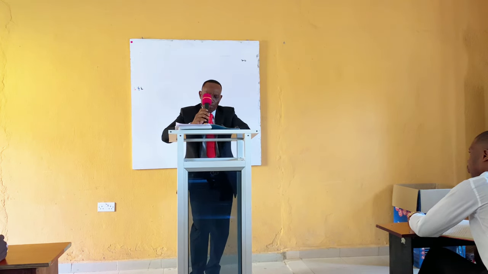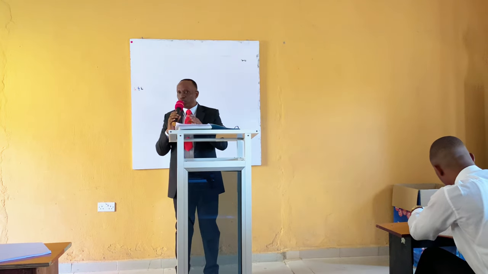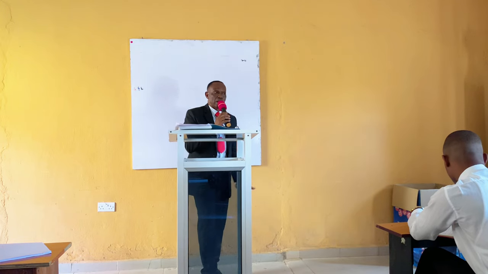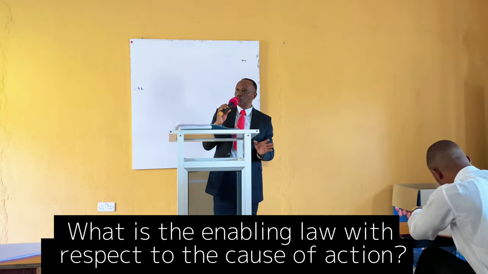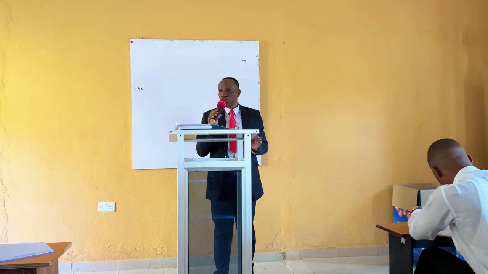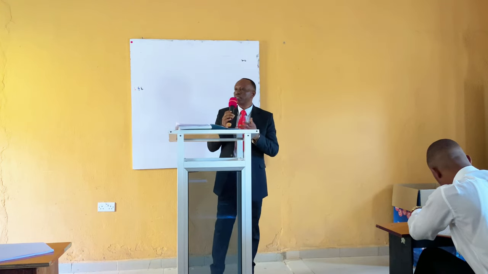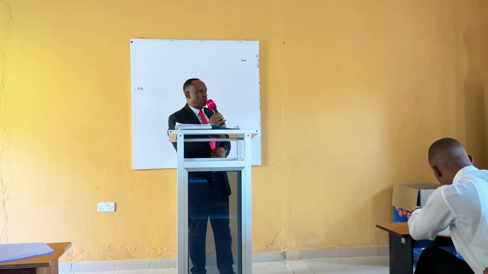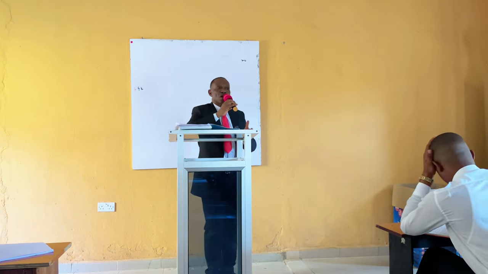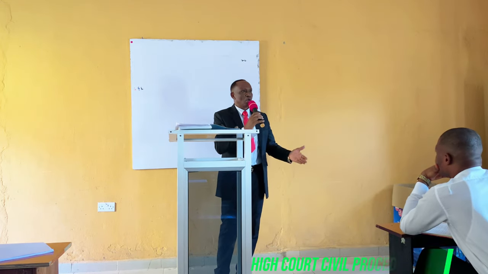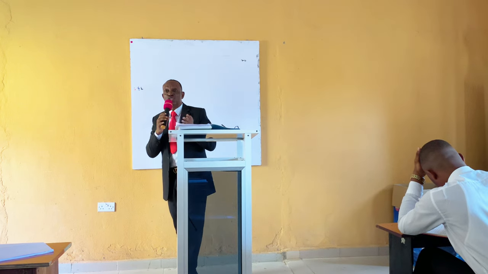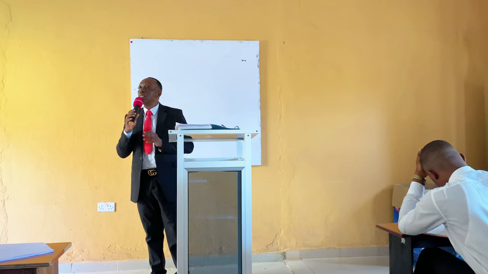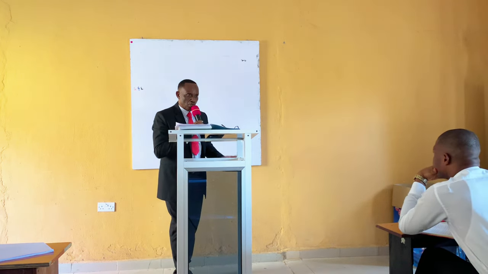Now, I assume that the cause of action is the one that you knew is in favor of the High Court of the State. That's when you are going to sit down and ask yourself the following questions. One, what is the enabling law with respect to this cause of action? So you must find out the enabling law so that you will be able to satisfy your client who has reposed so much confidence in you. And then again, you also have to have on your table the High Court Civil Procedure Rules. Remember, the High Court Rules are the rules that tell you the procedure. So the procedures stipulated in the High Court Rules are the procedures you're going to follow.